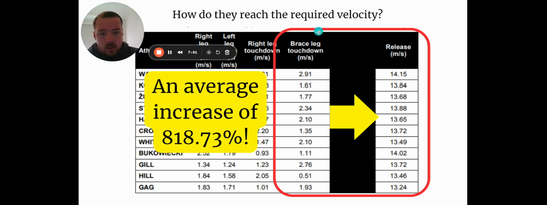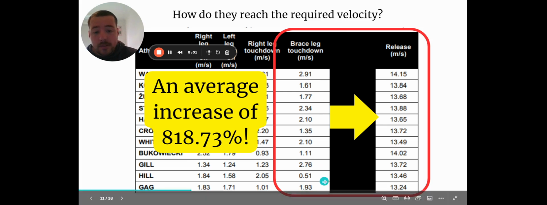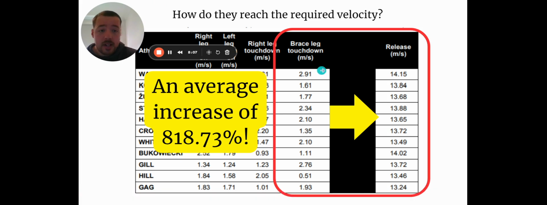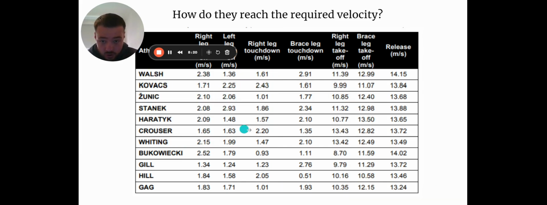So we can see across the board from time of double support, so brace leg touchdown, left leg touching at the front of the circle, to the time of their release, look at this change in acceleration. So going from anywhere between 0.5 to almost 3 meters per second entering double support phase to 14 meters per second, shot leaving the hand. It's an increase of 818%. That is ridiculous. We can see throughout the phase, shot velocity is pretty consistent at under 3 meters per second until you get 2 feet on the ground. Then there's a rapid acceleration until the end.